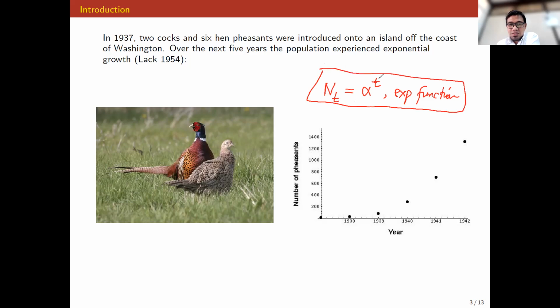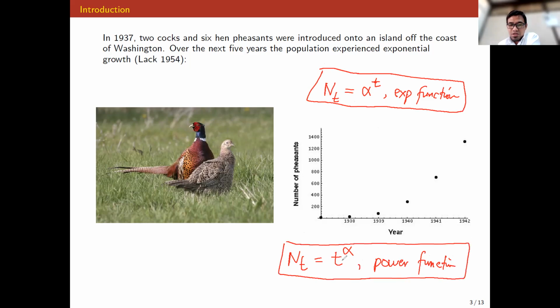It is a difference with the power function. So the power function, we make it like this, t to the power of something. This is a power function, fungsi berpangkat. For example, if you have 2 squared, we know that the graph is something like this.